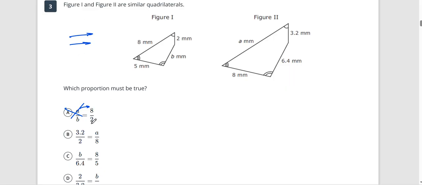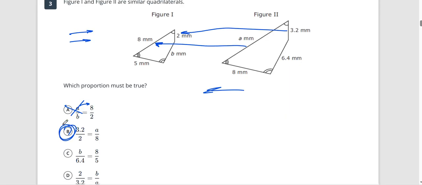Okay, check out this over here. 3.2 going to 2. 3.2 does go to 2. I like that one. That doesn't match up. So we have another arrow over here going this way. A going to 8. A going to 8. Yes, that matches up. So they both originate over here. Good. They go to the sides that correspond to themselves. B is my answer.